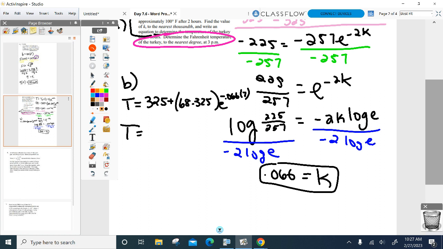How hot is that turkey going to be at 3 o'clock? Pretty hot? Not enough to eat though. Probably not. Gotta get 180. Is that the standard turkey eating temperature?